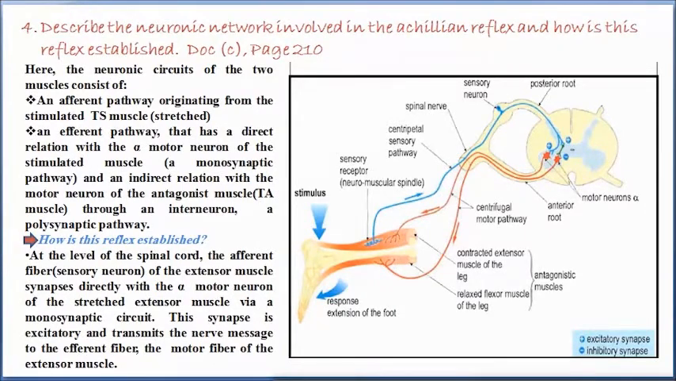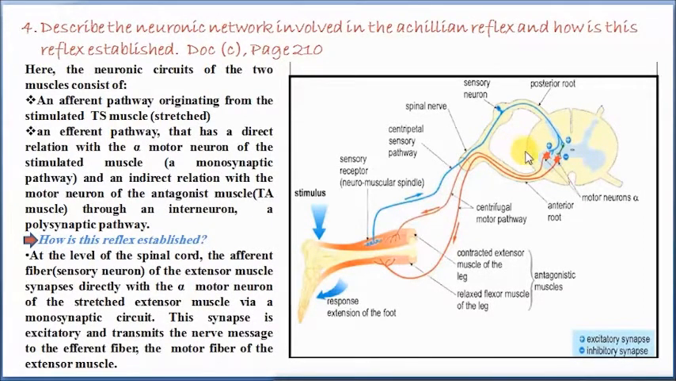So if I'm going to describe the neuronic network, we're going to say that we have the neuronic circuit of the two muscles. They consist of an afferent pathway, which is originating from the stimulated TS muscle, that is the extensor muscle, which is going to be stretched. And we have the efferent pathway. This efferent pathway has a direct relation with the alpha motor neuron of the stimulated muscle.